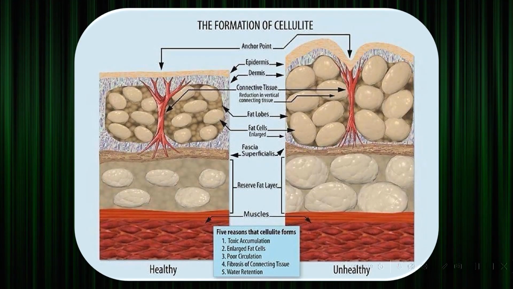Summary: 5 reasons that cellulite forms. Toxic accumulations. Enlarged fat cells. Poor circulation. Fibrosis of connecting tissues. Water retention.